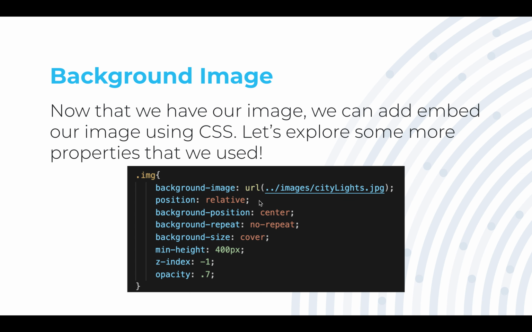We added position relative, and we add background position center, that centers the background image. Background repeat, no repeat. If the image is too small, it's automatically set to repeat over and over again, so we have to set that value to no repeat. Background size is cover, so it has to cover the whole screen. Min height 400 pixels, ZIndex, we're going to talk about that later, and opacity 0.7.